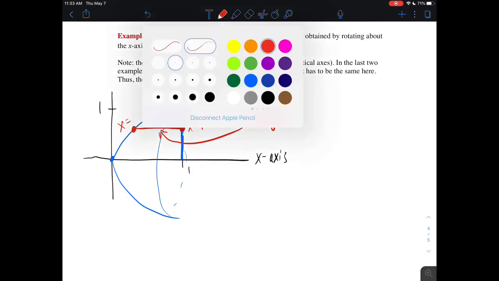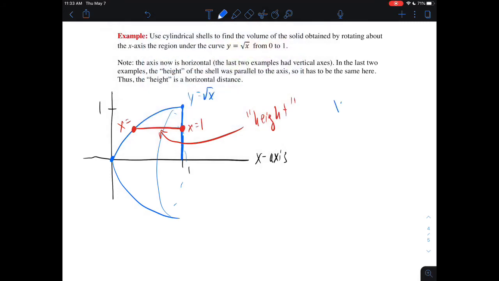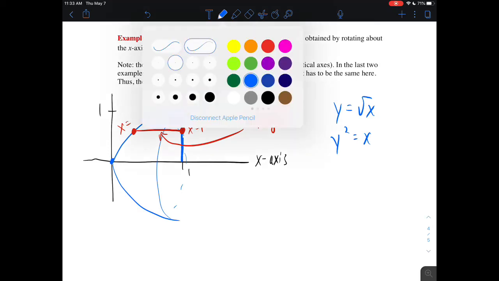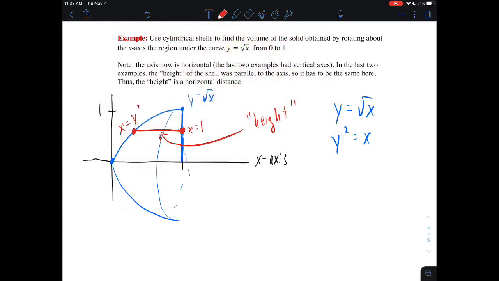If I'm given a curve in terms of y as a function of x, I can flip that around. So if y is equal to square root of x, that means the exact same thing as x is equal to y squared. We're noticing that this is a parabolic dish that's opening to the right, so it shouldn't be surprising that we can think of that as x as a function involving y squared. So x values on the left come from y squared, x values on the right come from 1.